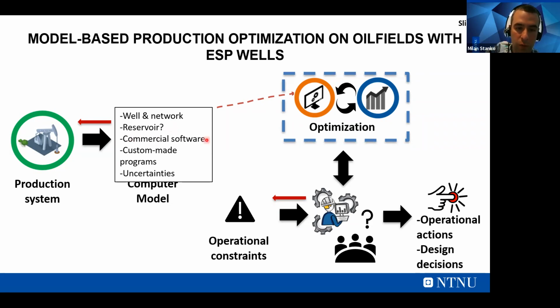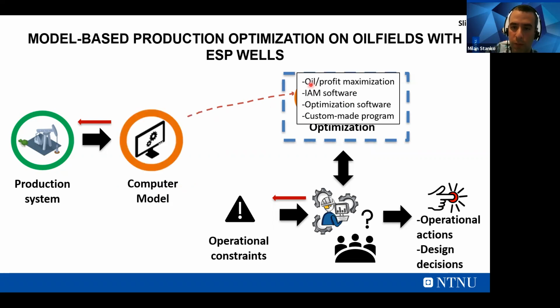Typically it is commercial software, although we can also use custom-made programs, which is not very common. This model has a lot of uncertainties, and even though it might be very well calibrated, in the optimization we are using it to look into other ranges of operation, other operational conditions. So we have to make sure that even though it might predict very well for the current conditions, it might not be very good for other conditions that the optimizer is going to find.